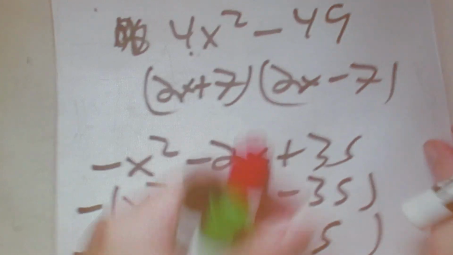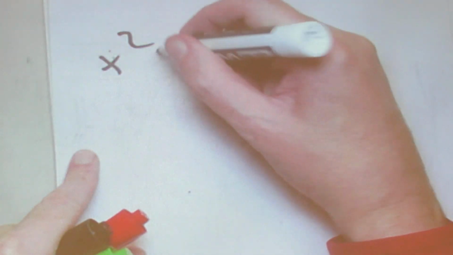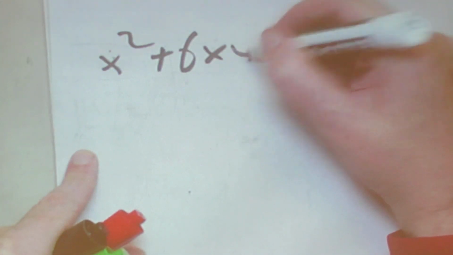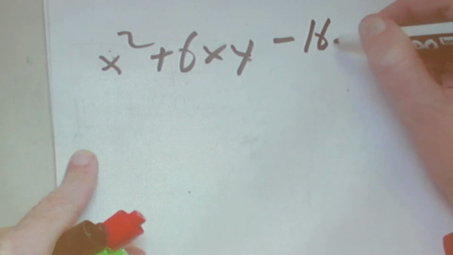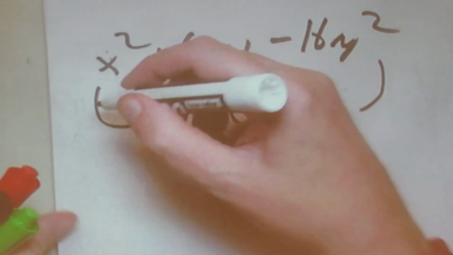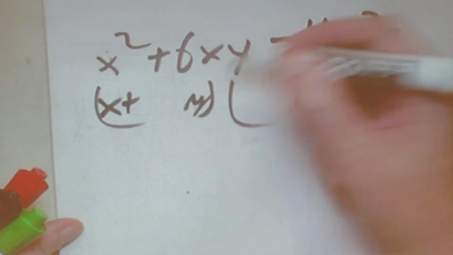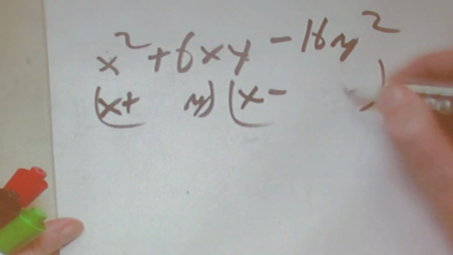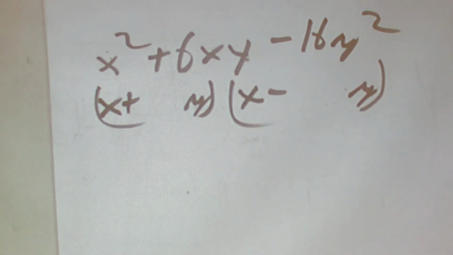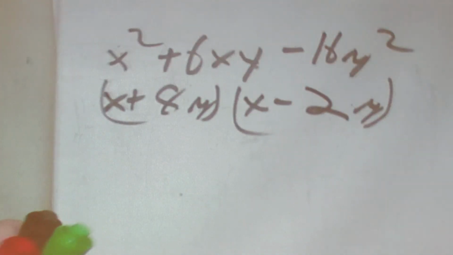Next, we're going to have something like x squared plus 6xy minus 16y squared. So there's nothing we can factor out, but we're going to have an x plus, and since we have a y squared, we'll have a y at the end, and also an x minus with a y at the end. And our factors of 16 that subtract to 6 are 8 and 2.